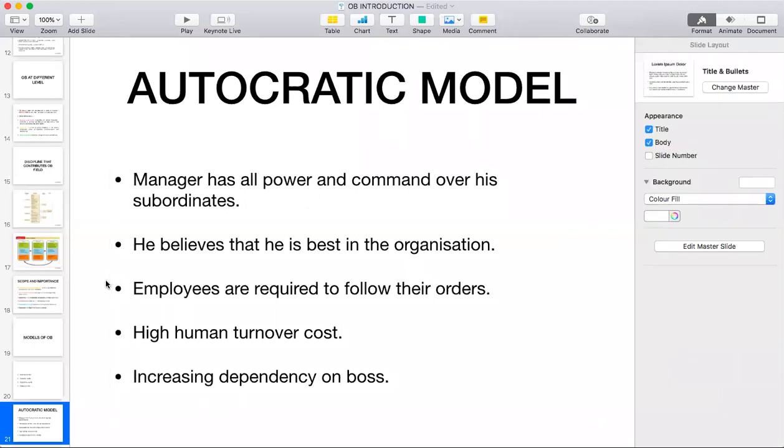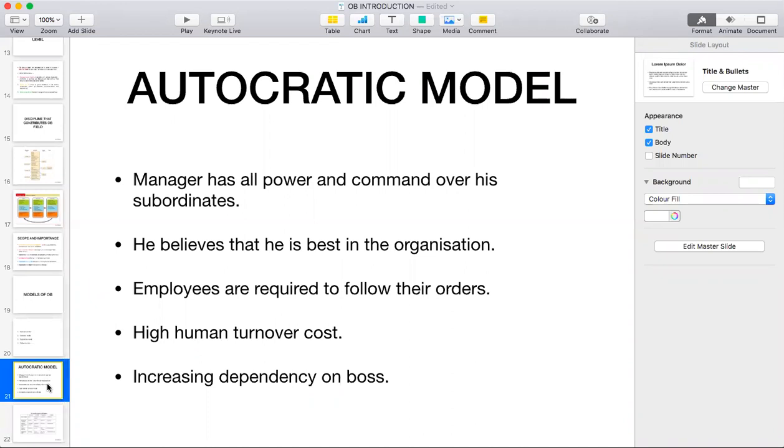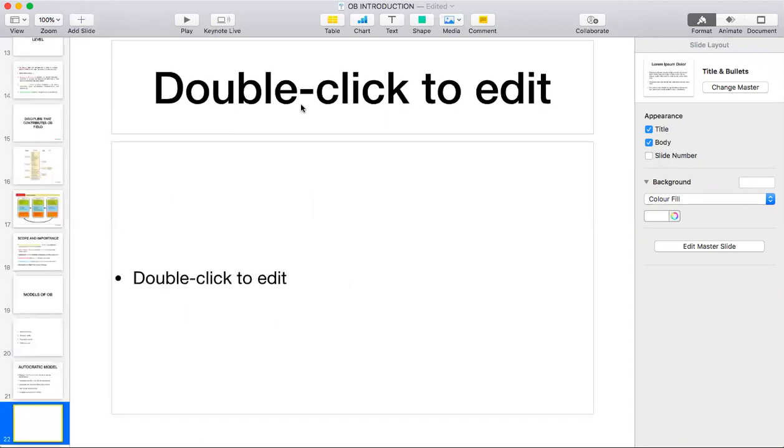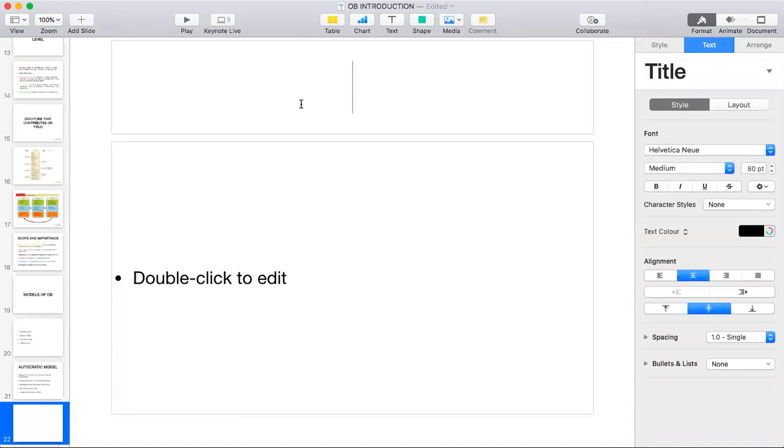Such leadership still exists in the market, and as we are all working professionals, you might have seen such a style of managing a company. The second category under this is called the custodial model.